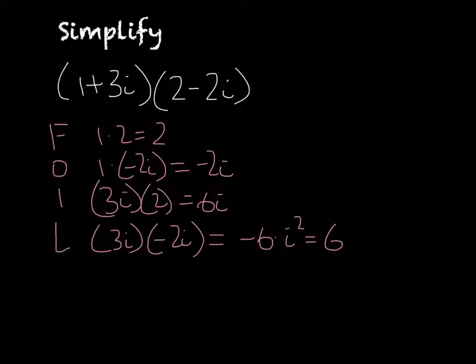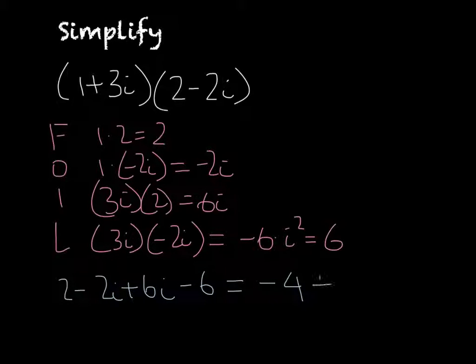Then we just add all of these together. So 2 minus 2i plus 6i minus 6. And that gives us negative 4 plus 4i.